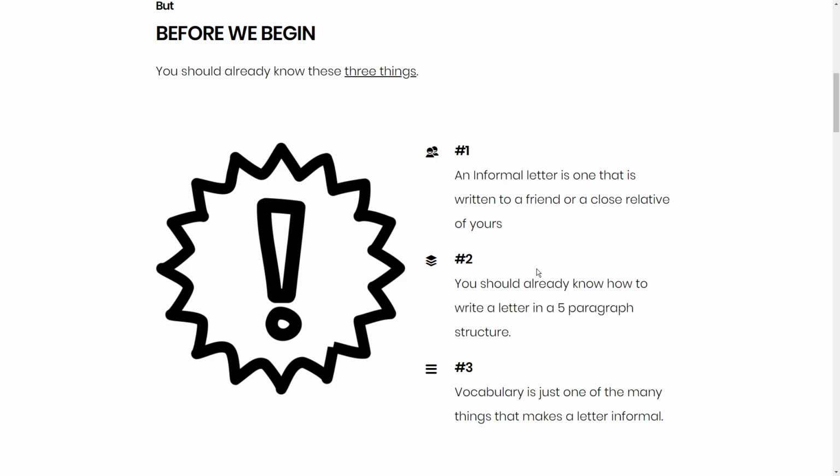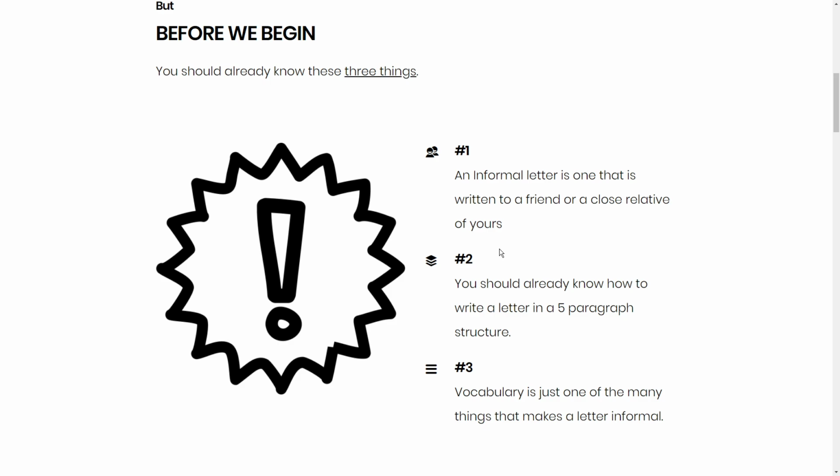Second thing you should know already is how to write a letter in a 5-paragraph structure. So this video assumes that you know that as well. And the third thing is you have to understand that vocabulary is just one of the many things that makes a letter informal. When I see students thinking about, talking about, or trying to write informal letters, all I see is them focusing on vocabulary. There seems to be an assumption that informal tone is all about vocabulary. Believe me, it is not.